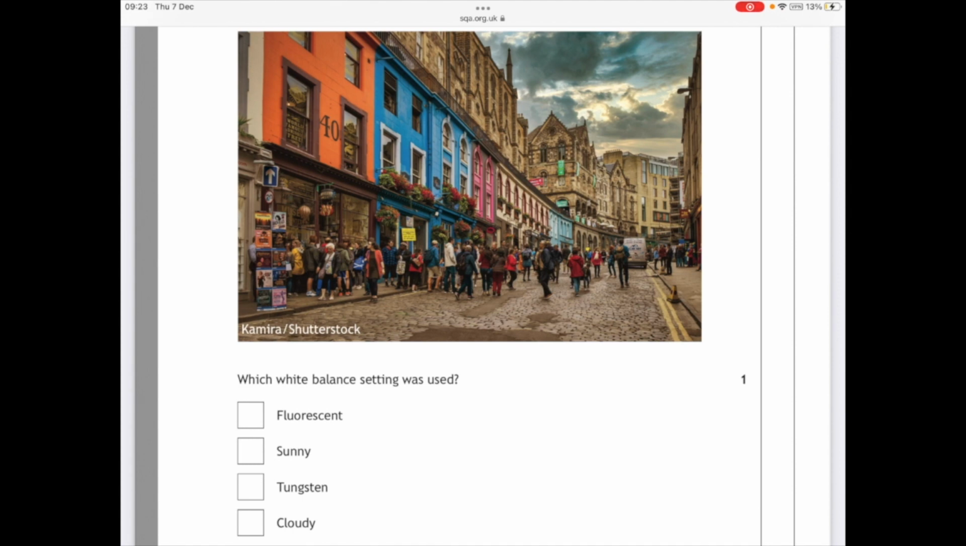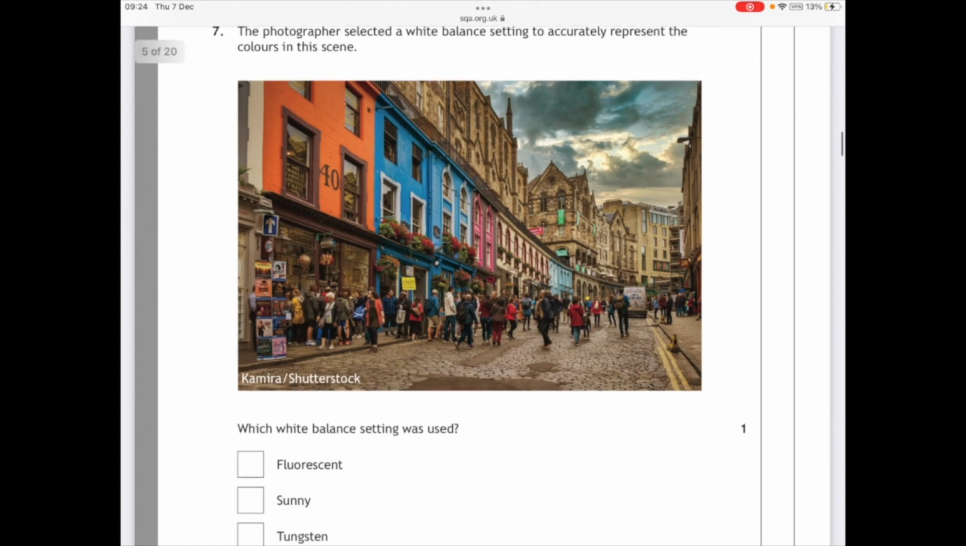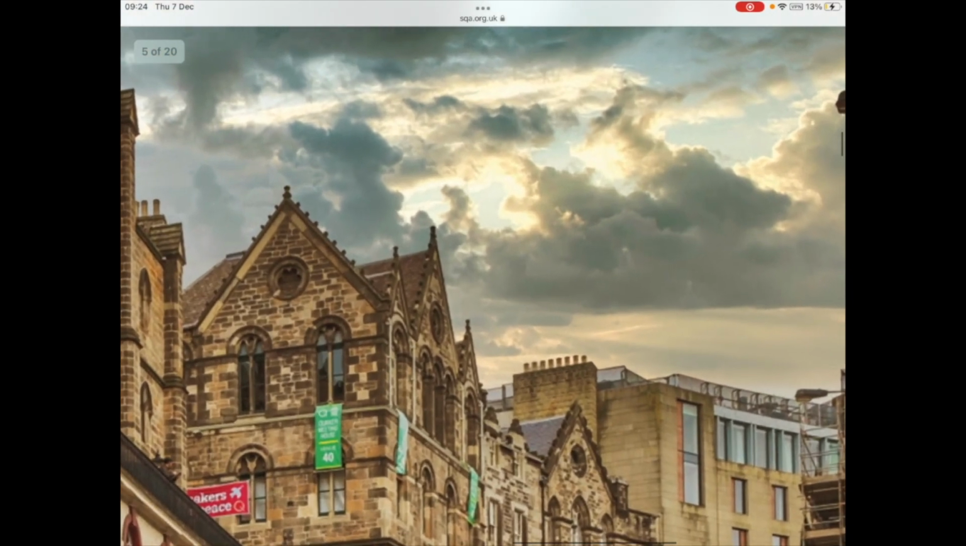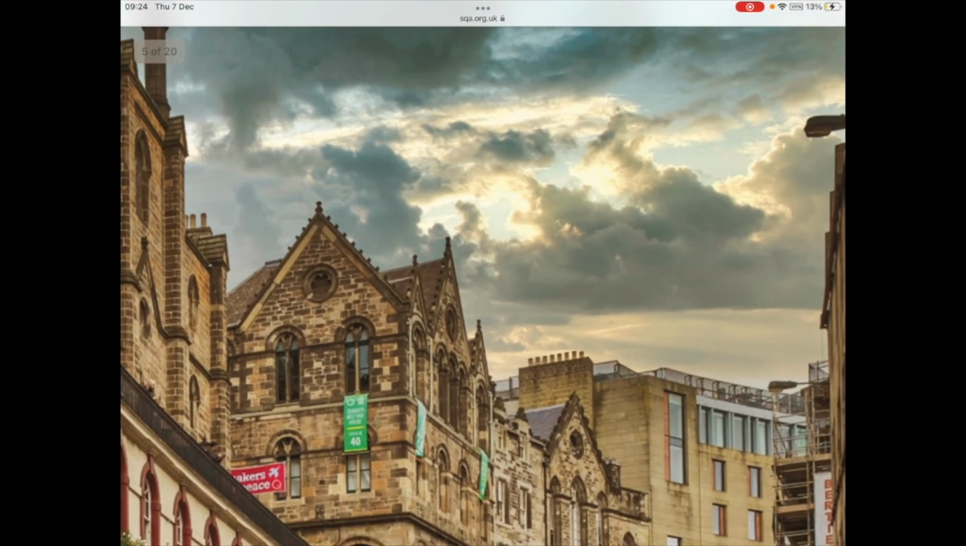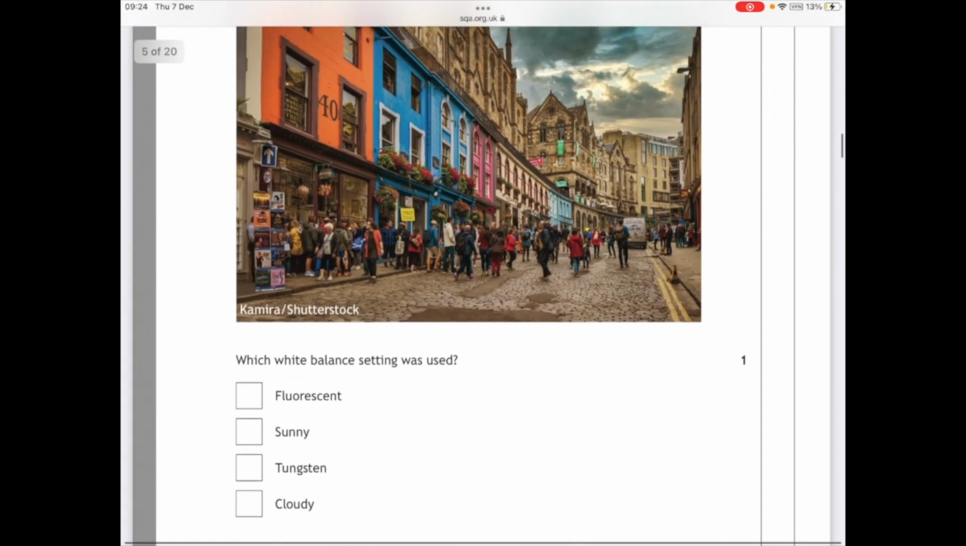Okay, so which white balance setting was used? So I'm guessing that most of you probably would have guessed sunny or cloudy. Yeah, if we were doing Who Wants to Be a Millionaire, it would be a 50-50 choice, and it would leave those two just to make it extra difficult. So now I'm just going to zoom in here. Right, because in the sky there is mainly clouds. We have got the sun, but we've mainly got clouds. Okay, so the right answer for that one is cloudy.